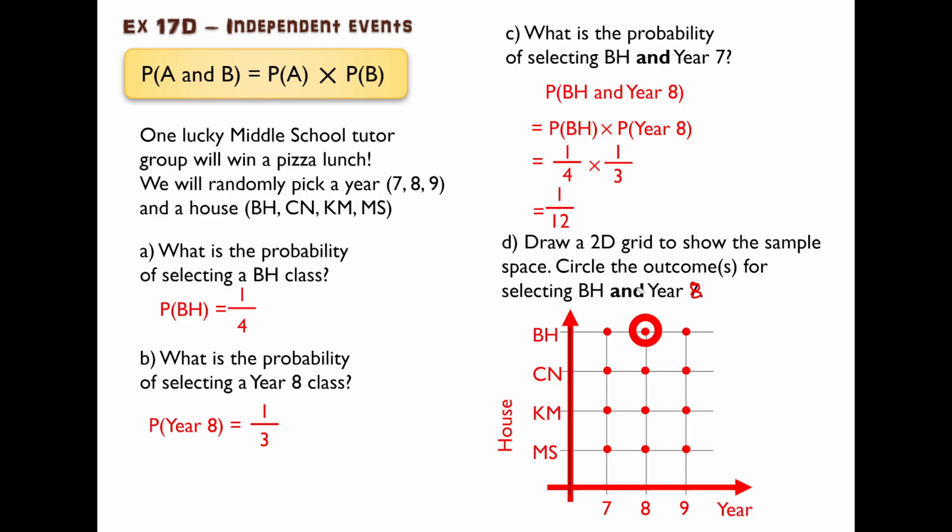So the 2D grid also shows us that the probability of getting BH and getting Year 8 is 1 out of 12. This is a really powerful idea, independent events, for lots and lots and lots of reasons. But one of them is we can see just how unlikely it is that 2 events will happen together, that one event will happen and the other one will happen.